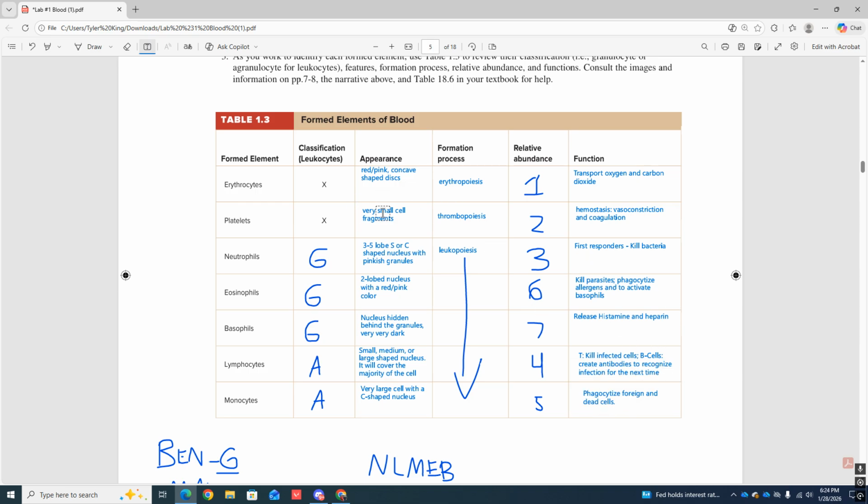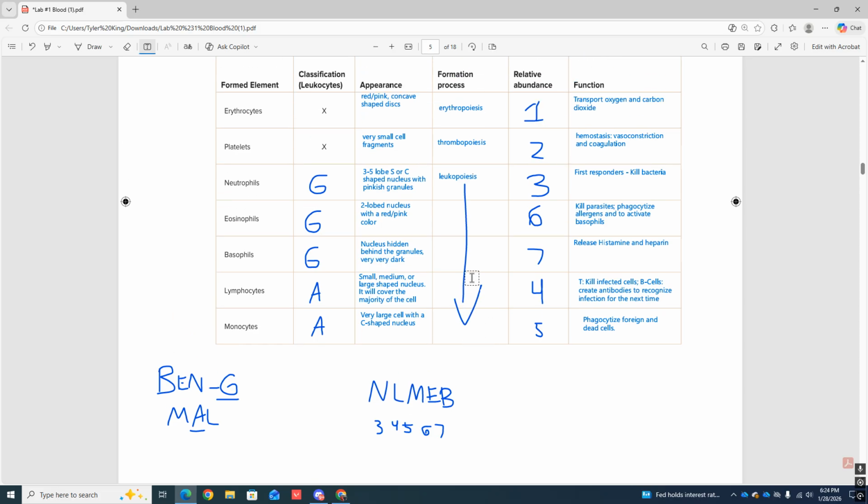Okay, all right, table here. If you guys can get all this stuff down here, you will be golden. When we throw you a question asking about this stuff, whether it be the appearance, its formation process, its function, etc., you will be just fine if you know all this stuff here.